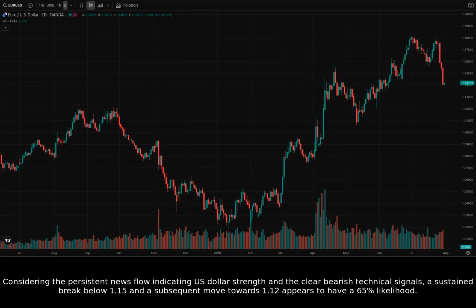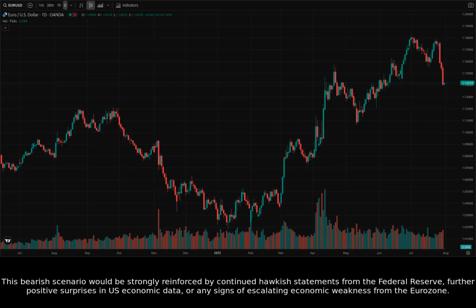Considering the persistent news flow indicating US dollar strength and the clear bearish technical signals, a sustained break below 1.15 and a subsequent move towards 1.12 appears to have a 65% likelihood. This bearish scenario would be strongly reinforced by continued hawkish statements from the Federal Reserve, further positive surprises in U.S. economic data, or any signs of escalating economic weakness from the Eurozone.